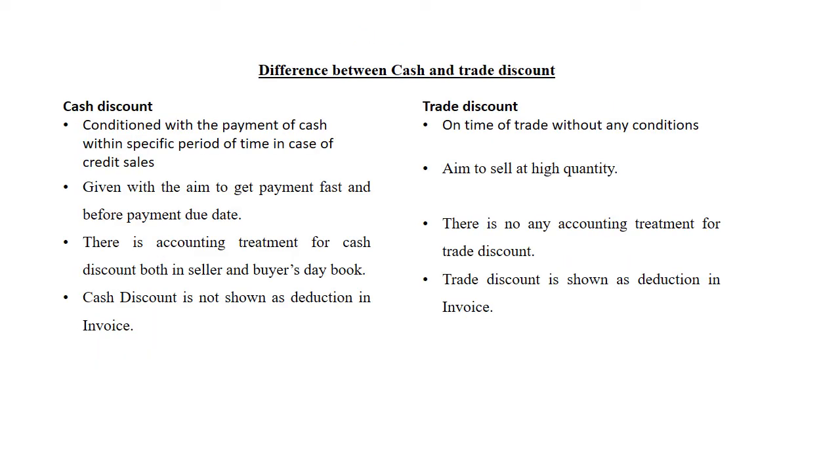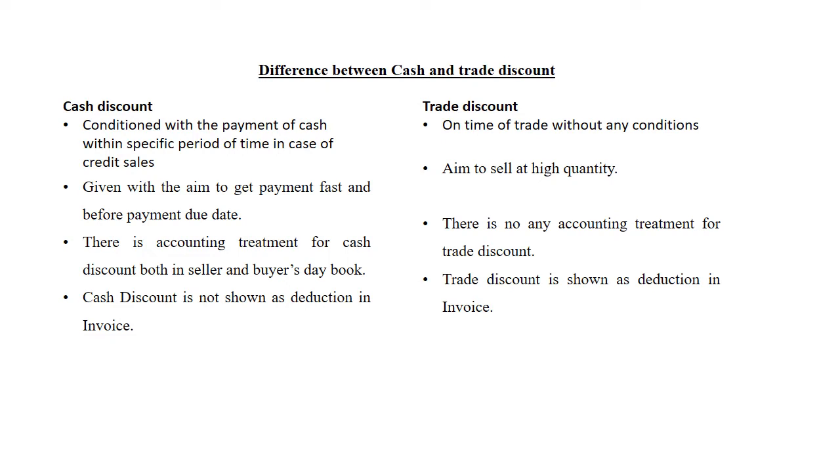Then we need to understand the difference between cash discount and trade discount. Both of them are discounts in the selling price, a reduction in the selling price. The difference is that cash discount is conditioned with the payment of cash within a specific period of time, and that's in the case of credit sales. When I'm selling the goods on account, I have accounts receivable. It means that I'm going to receive my cash later on.